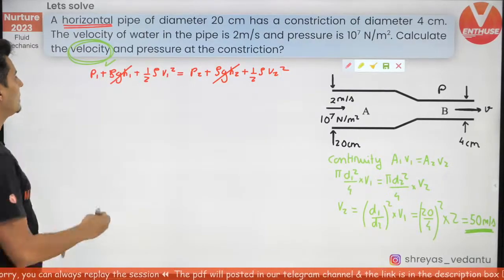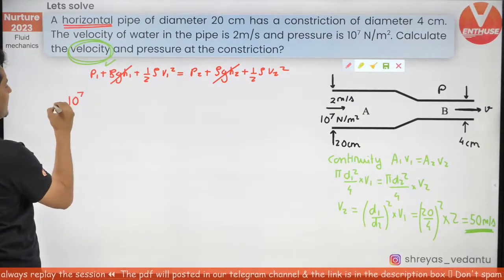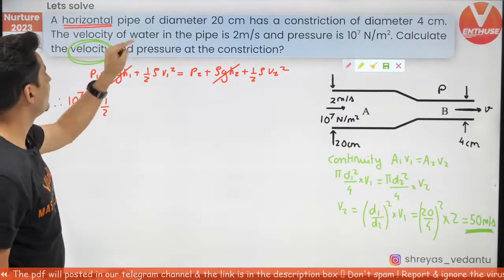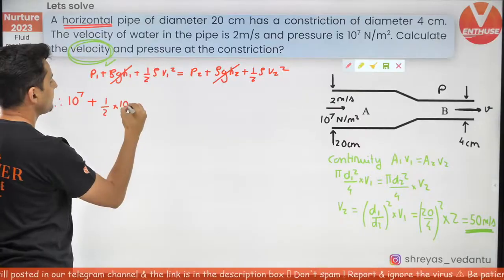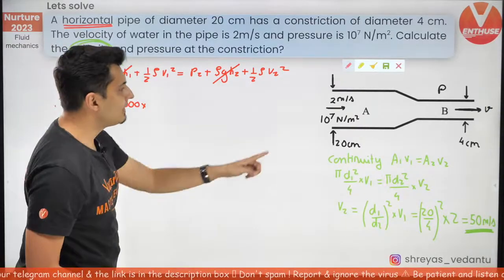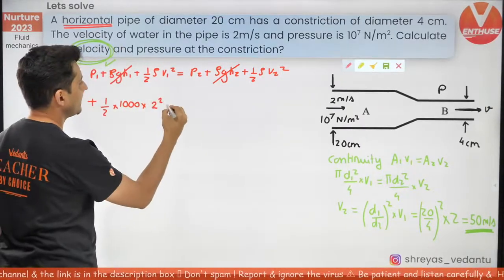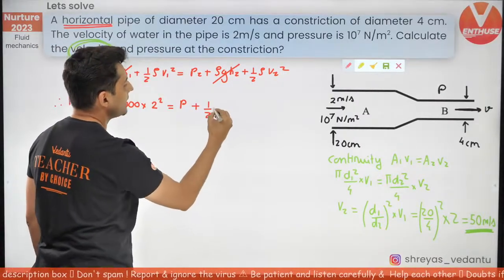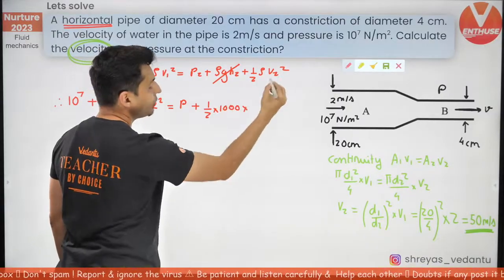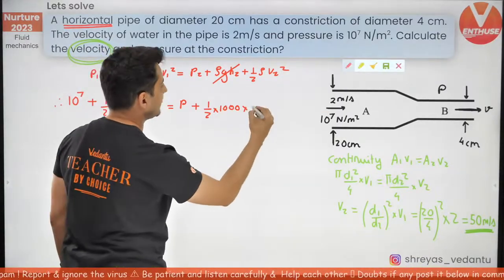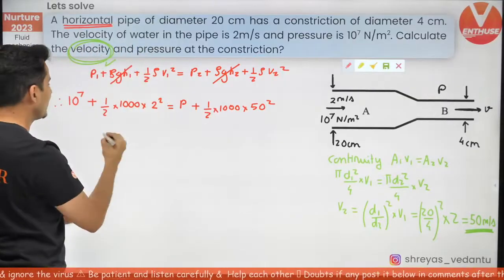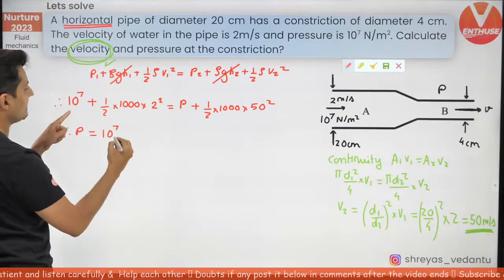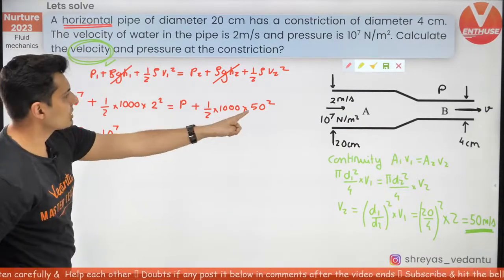P1 is given to be 10 to the power 7. So 10 to the power 7 plus half into density. What is it? Water. So water's density is 1000, into V1. V1 is 2, so 2 square, is equal to P2, I do not know, plus half into 1000 into V2 square. What is V2? V2 is 50. So 50 square. So therefore, P2 will be equal to 10 to the power 7. Here we have 2 square, here we have 50 square.